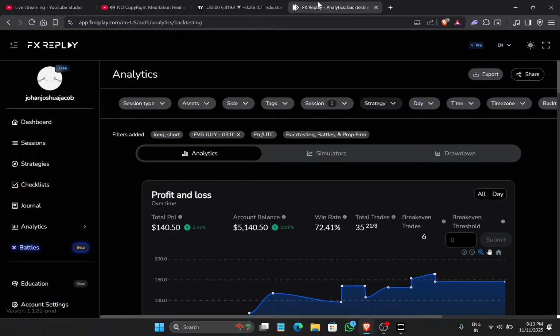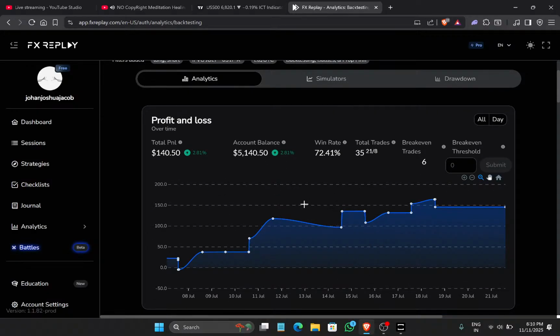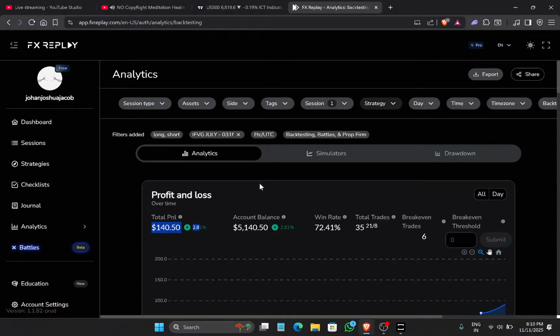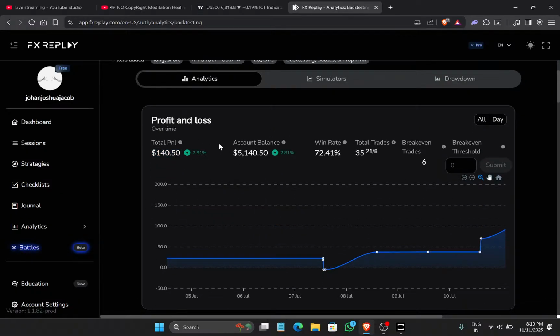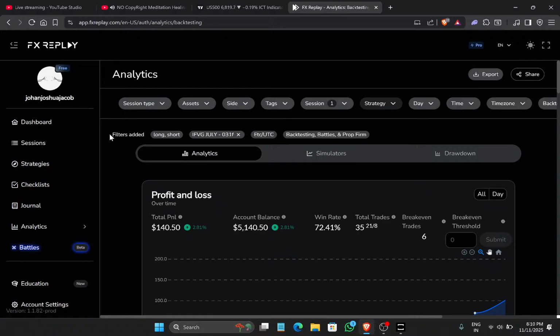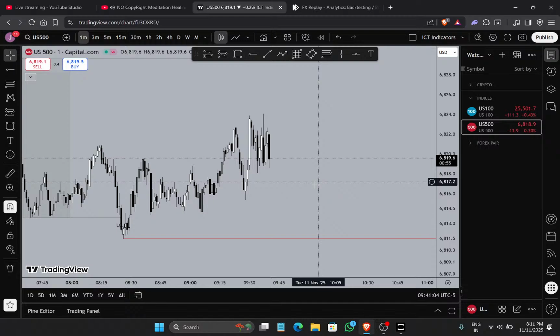Okay, let's see. This is my backtesting win rate for 1 month. This is July 2025, only 2% risk in that trade. 72% win rate, almost 35 trades. Six break evens. There are more break evens in this trade, but some of them are counted as losses or profits because of the stop adjustment.